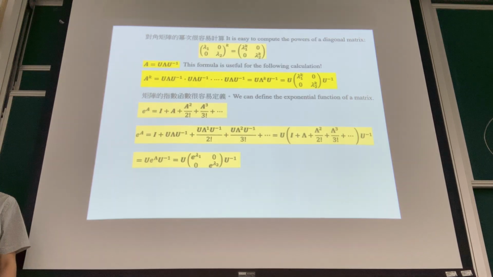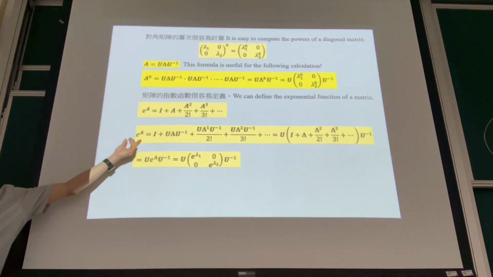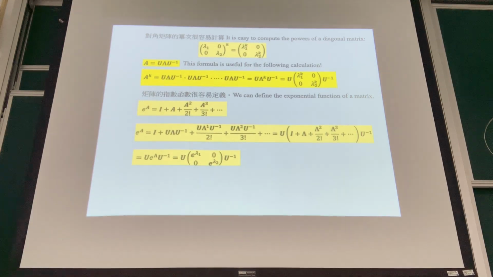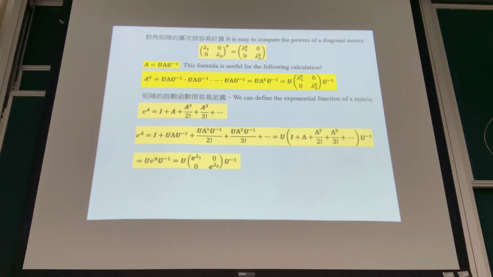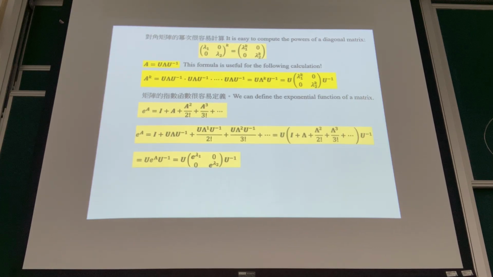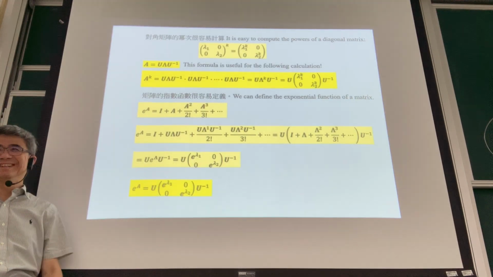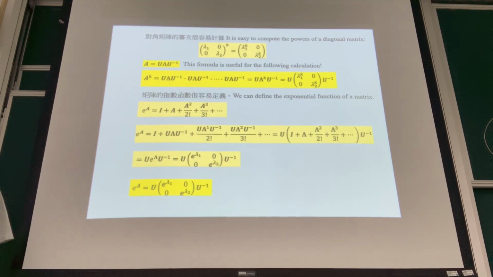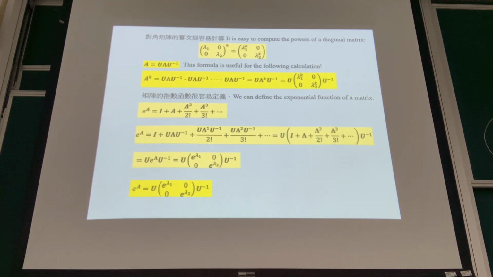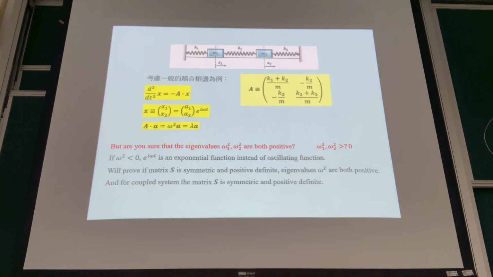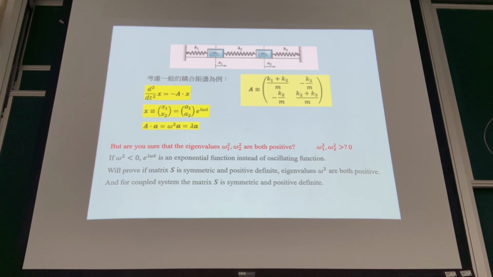Well done. Okay, so what do we mean by e to the A? It means this formula. As long as you know the eigenvector, as long as you know the eigenvalue, you can define the exponential of the matrix. How powerful is that? Okay. 好，所以呢 I hope this gives you some taste of what mathematicians are doing, and it's really, really powerful. Really powerful.